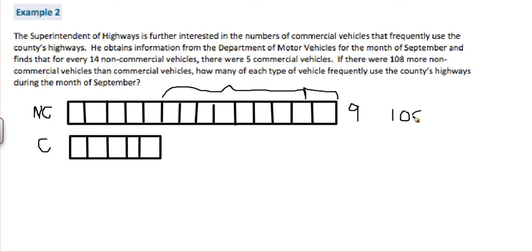So we know then that 108 vehicles are this portion of 9, and we can divide 108 by 9 to tell us how much goes into each piece of the tape diagram. 108 divided by 9 is 12. So inside each piece of the tape diagram, we would put 12.